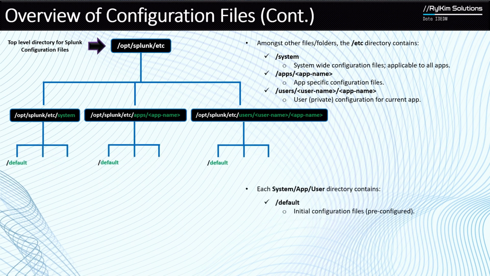And now those folders again have a further breakdown. When you go into the system folders or the app folders or the user folders, there is a default folder there. And this default folder is where you have your initial configuration files. What does this mean? When you install Splunk, Splunk comes out of the box with some default configuration. This default configuration means no one has changed anything within your instance yet. Those configuration files are going to be located under the default folder.